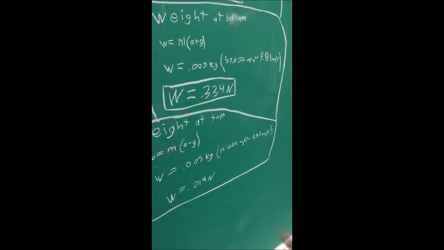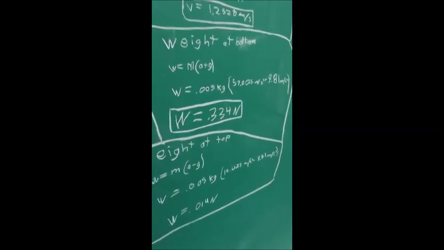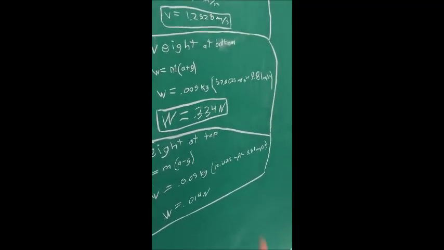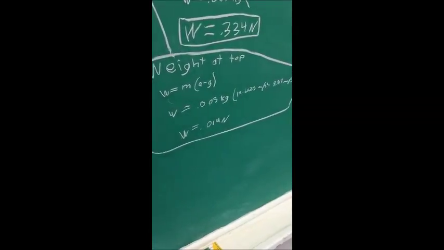And the weight at the top of the loop equals mass times the acceleration minus the acceleration due to gravity.